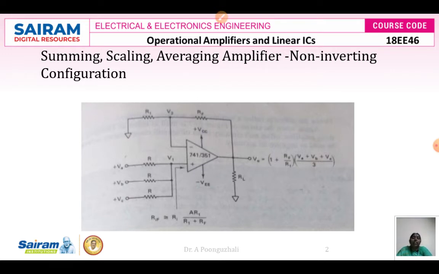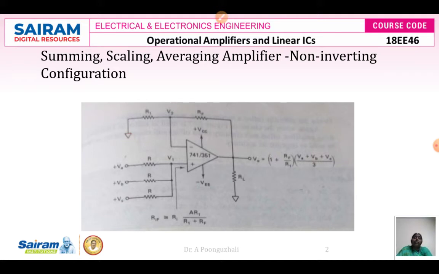Non-inverting configuration means we are going to give the input voltages to the non-inverting terminal. So the input voltages are going to be given: VA is fed to the non-inverting terminal through a resistance R, VB is fed through a resistance R, and VC is fed through a resistance R here. Now at the inverting terminal we are going to connect the feedback circuit. We have an RF where the output is fed back to the input through the RF resistor, and R1 is the input resistor that is grounded. The inverting terminal is going to be grounded.